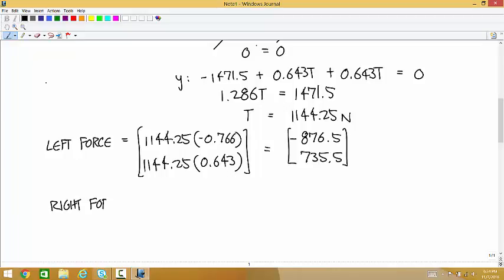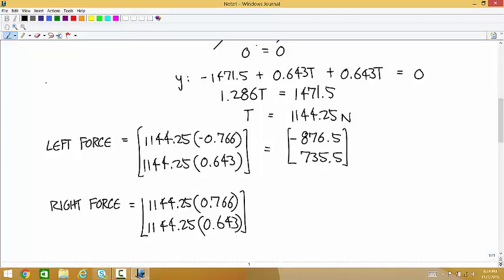And then the right force is 1144.25 times positive 0.766 and 1144.25 times positive 0.643. The magnitudes stay the same. We just get a different sign for the x component. So this is positive 876.5, positive 735.5. And those are in newtons.